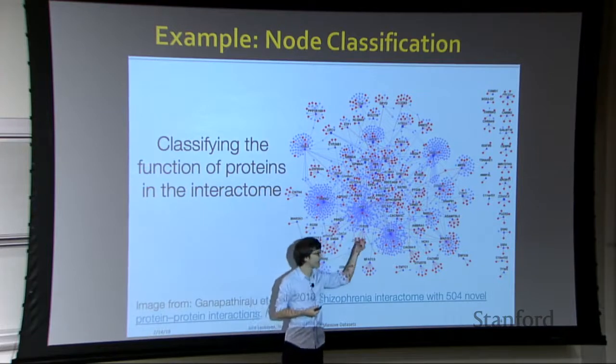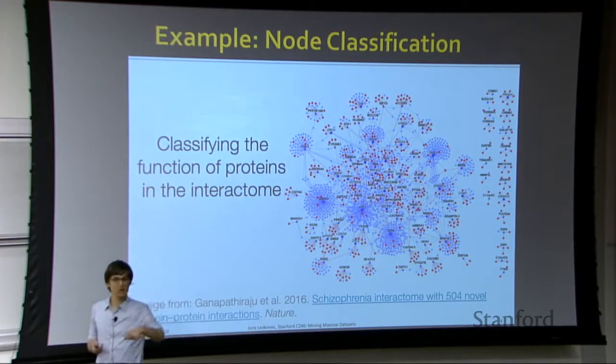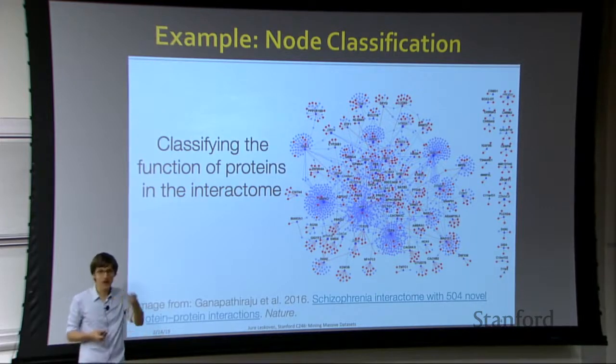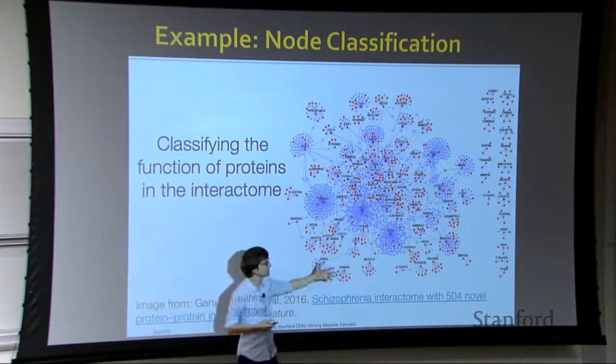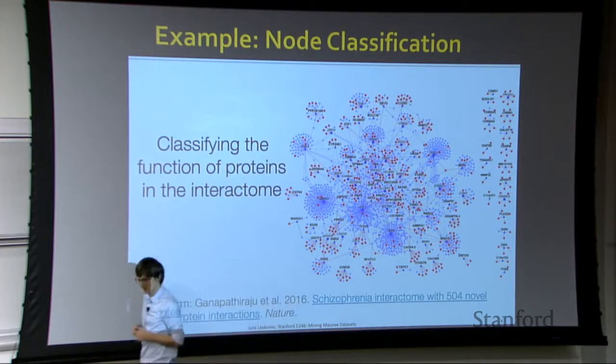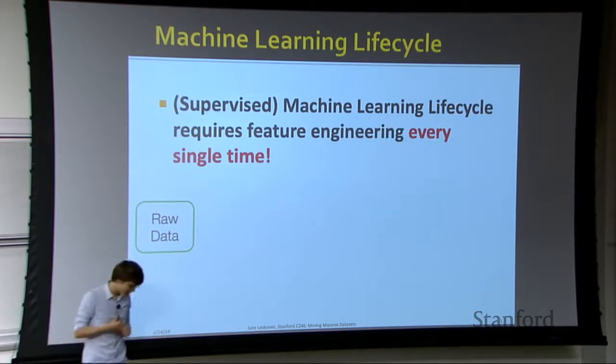So the question then becomes, could I develop machine learning tools that would allow me to say what is the function of a given protein and use this as a hypothesis, so that biologists can go investigate that hypothesis maybe in half a year and not spend an entire year or whatever, right? So this is an example of a node classification task. So why is this hard and why is this interesting?